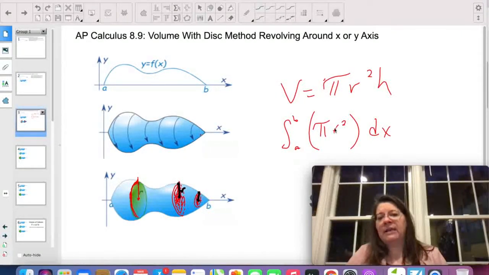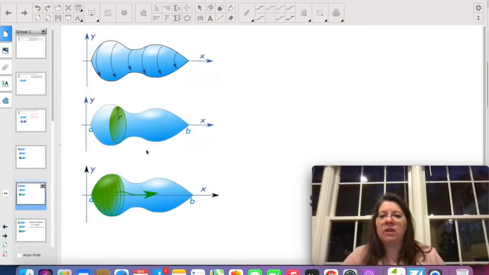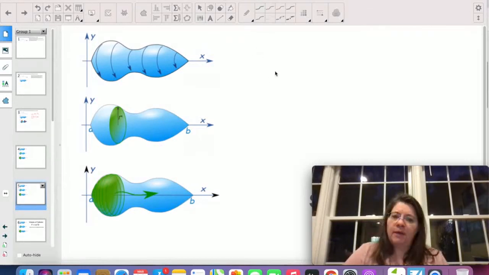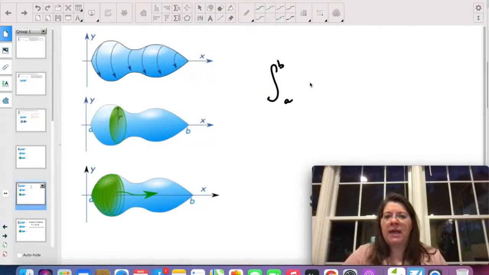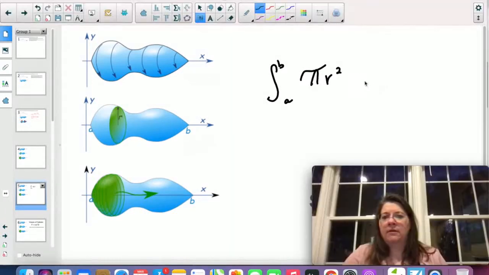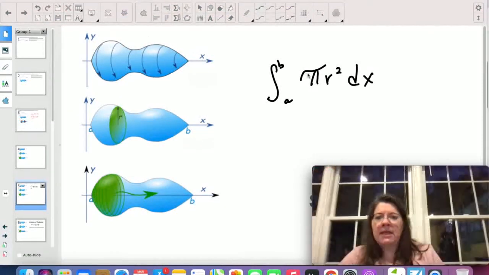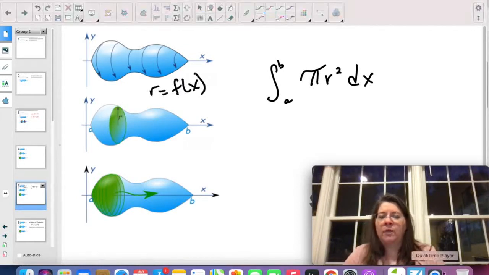So to find the radius here, wouldn't I just take the function f of x minus the bottom function y equals 0? So it would be f of x minus 0, or in this case, just whatever f of x is. So if we consider the volume of this problem, it would be the integral from a to b of the function of a cylinder, pi r squared, times its height, dx. And then if my radius goes from 0 to the function, couldn't we replace r with f of x?